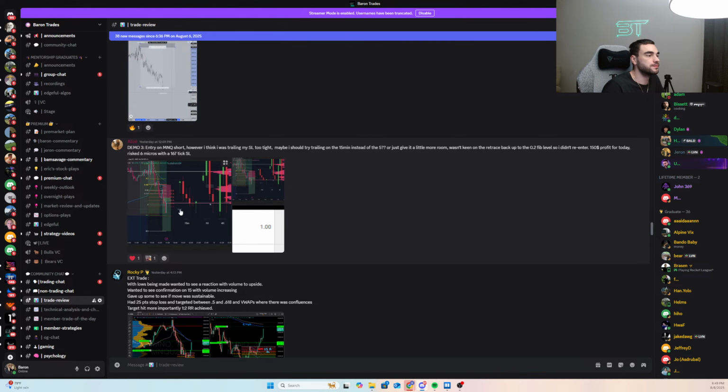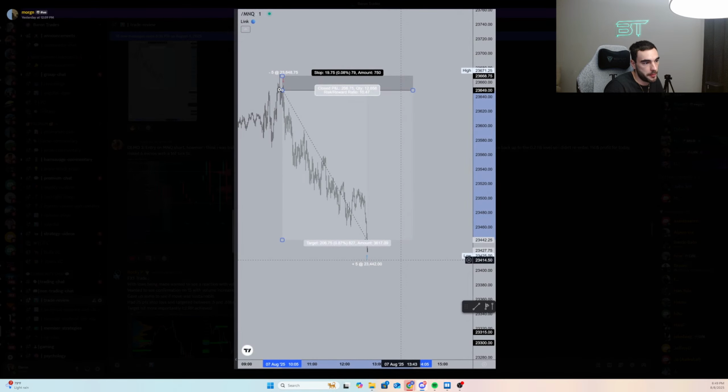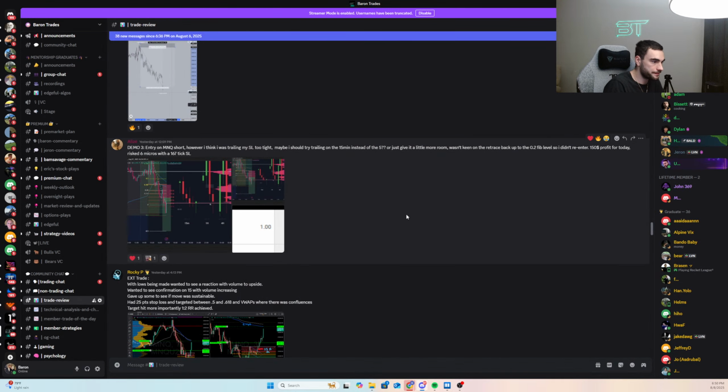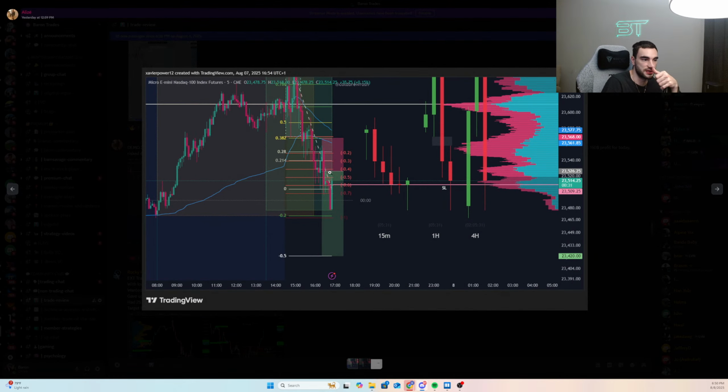Entry on MNQ short. Also, I would like to know the management of this, how you trailed stops. Demo 3, entry on MNQ short. I think I was trailing my stop loss too tight. Maybe I should try trailing on 15 minutes instead of 5, or just giving a little more room. Wasn't keen on the retrace back up to the 0.2 fib level, so I didn't re-enter. 150 on the day, risk 6 micros with a 167 tick stop loss.